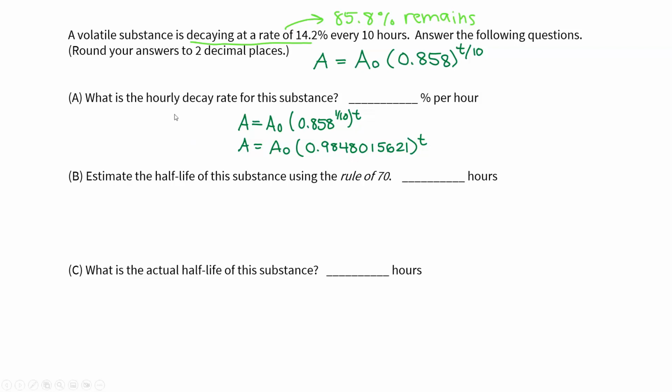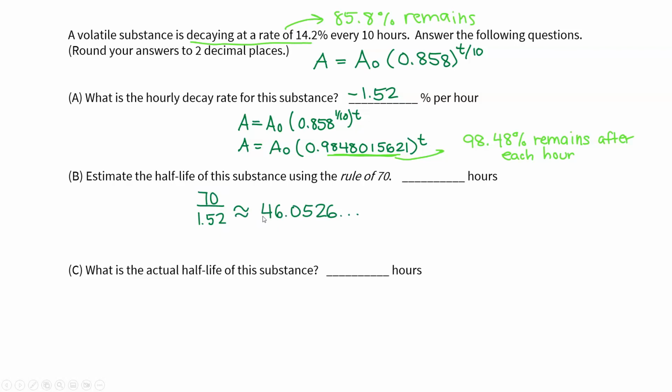So your decay rate is going to be the fact that this is going to be 98.48% remaining after each hour, which means you're going to be losing 1.52% every hour. And it was this value here, ignoring the negative, where you would use the rule of 70 to calculate the half-life. 70 divided by 1.52 is about 46.0526, or about 46.05 hours. And that's the estimate using the rule of 70.